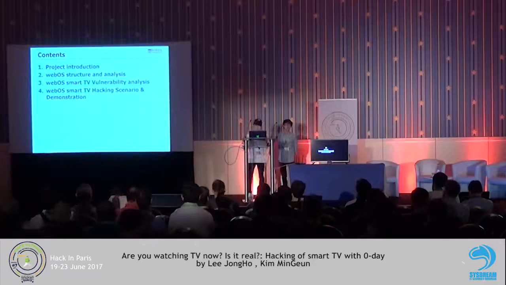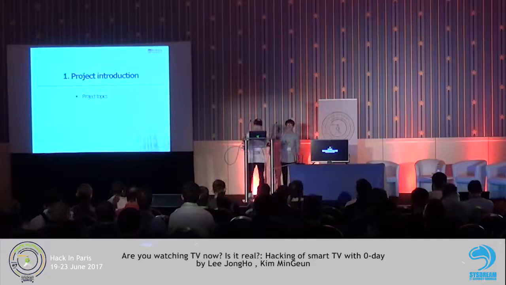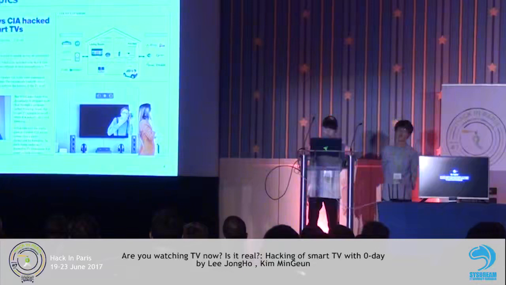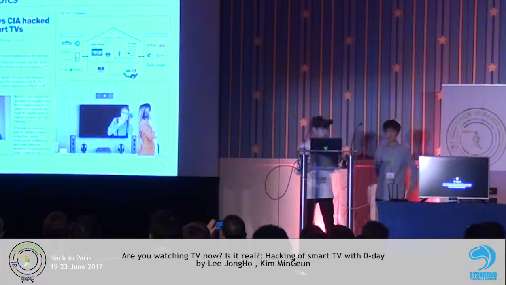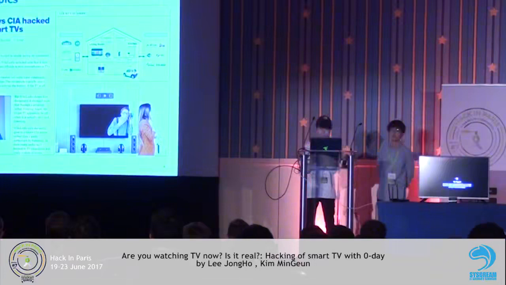I'm going to introduce this project. As you know, in March this year, WikiLeaks posted an article about Vault 7. Vault 7 is one of the CIA project codenames. In the middle of the article, there's content about Weeping Angel. Weeping Angel is a hacking tool to attack a Samsung smart TV. It recorded conversations in the room and sent them over the internet to a CIA server. It shocked many people.